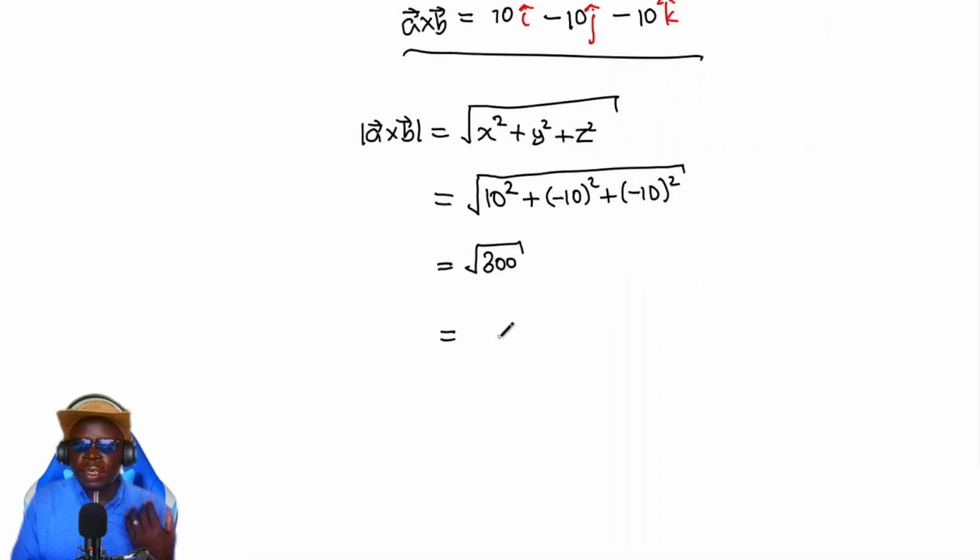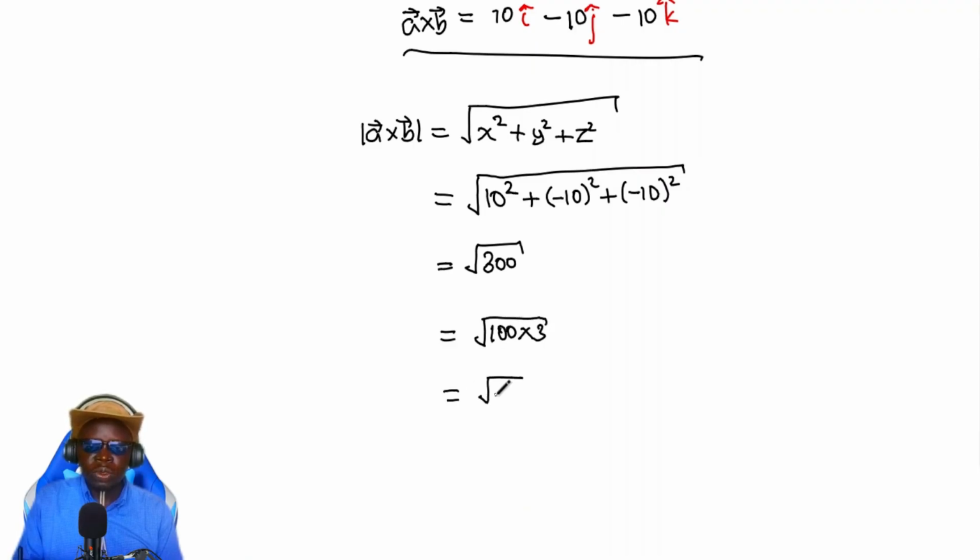So for those who don't have a calculator, let me help you out by simplifying this in a way of multiplying 100 by 3, which will still get us 300, and you can use the distributive law to distribute the square root sign to these two numbers, because when multiplying, we are allowed to distribute this root sign. Now from here, the square root of 100 is 10, and this one is an irrational number. We can leave it like that, and that becomes the magnitude of this cross vector.